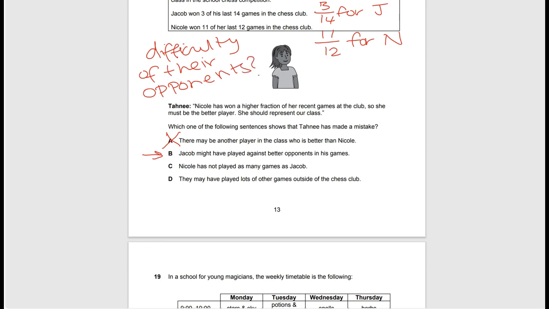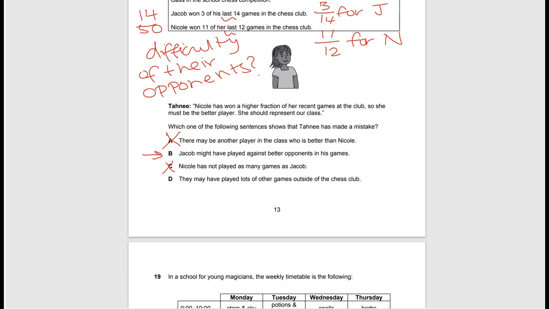Let's look at C. Nicole has not played as many games as Jacob. This is correct because we have her information about her last 12 and the last 14, but it does say the word last. So Nicole may have played 50 games and Jacob only 14. But we have stats for Jacob's last 14 and Nicole's last 20. So this might be wrong. Nicole may have played more games, if anything. So it's not going to be C because of the word last there.